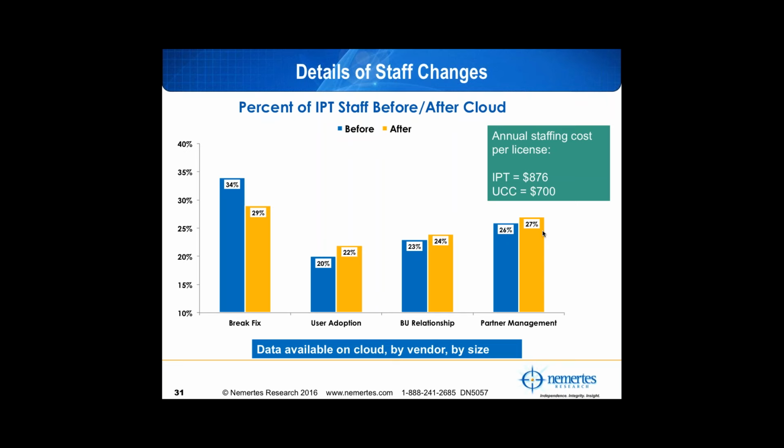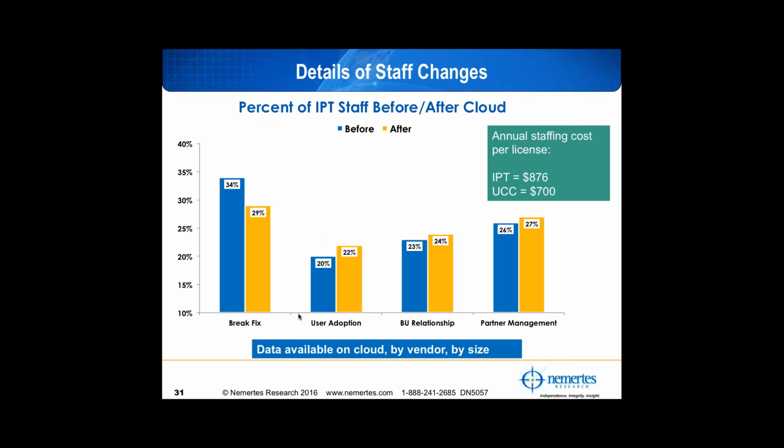How about user adoption before and after? Business unit relationship and then partner management also before and after. So you can see that break fix goes down from on-prem to cloud, but user adoption, business unit relationship, and partner management go up. So you're devoting more people there. And by the way, in this, break fix is 29%. I would expect this bar to continue going down.